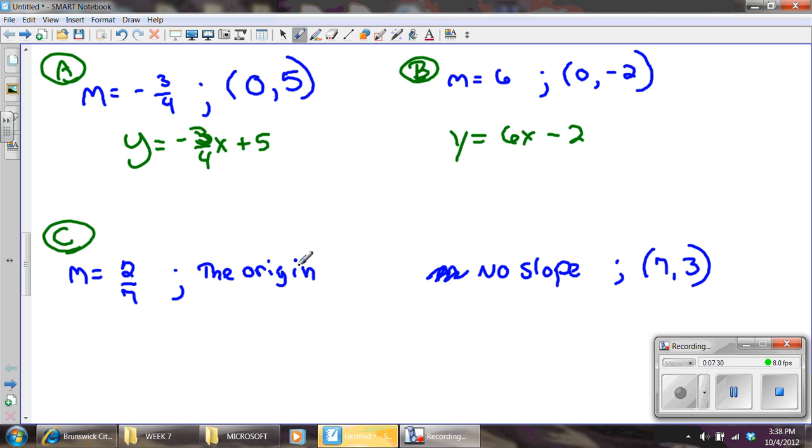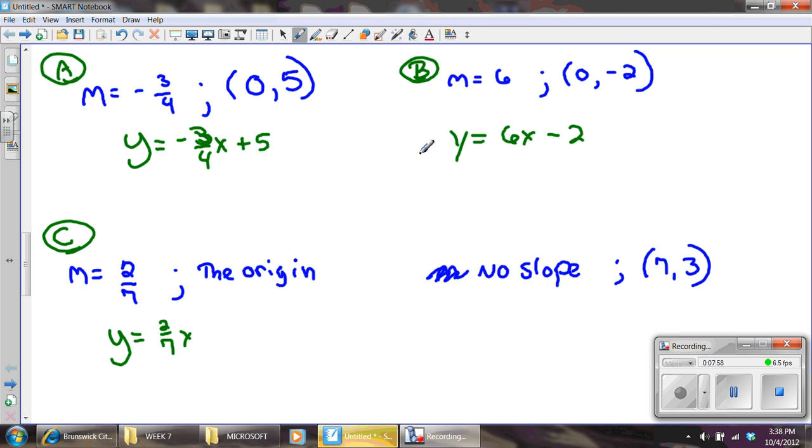Problem C. The slope is 2/7. It's going through the origin. What's the y-intercept of the origin? It's 0, of course. Y equals 2/7 x. And that's it. Should I write the +0? Well, I could, but I'm extremely lazy, and that's not the simplest form, so I'm going to get rid of it. The best answer is y equals 2/7 x. When there's nothing added, 0 is being added. Just ask Corvus. He knows all about that.